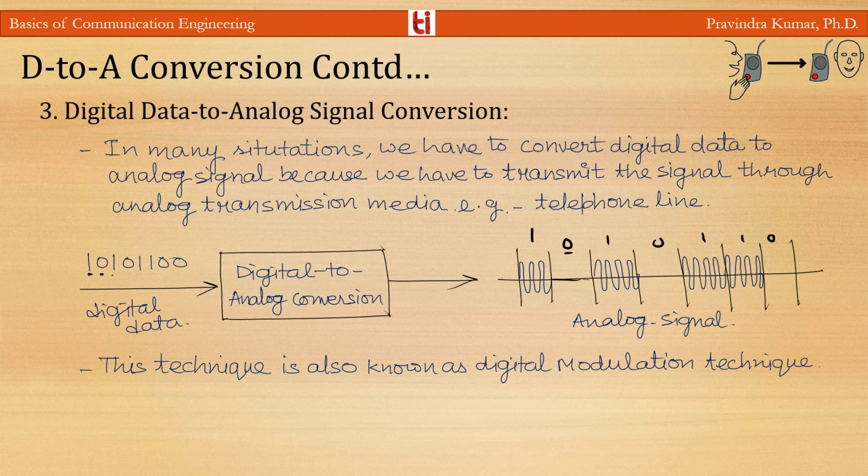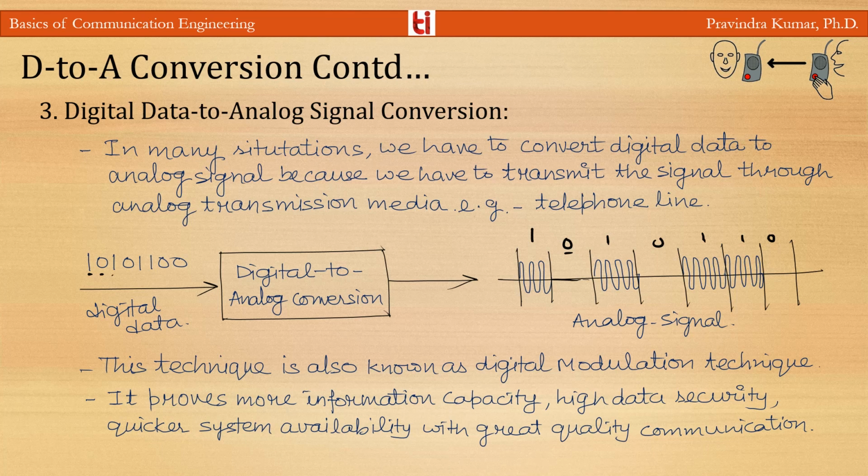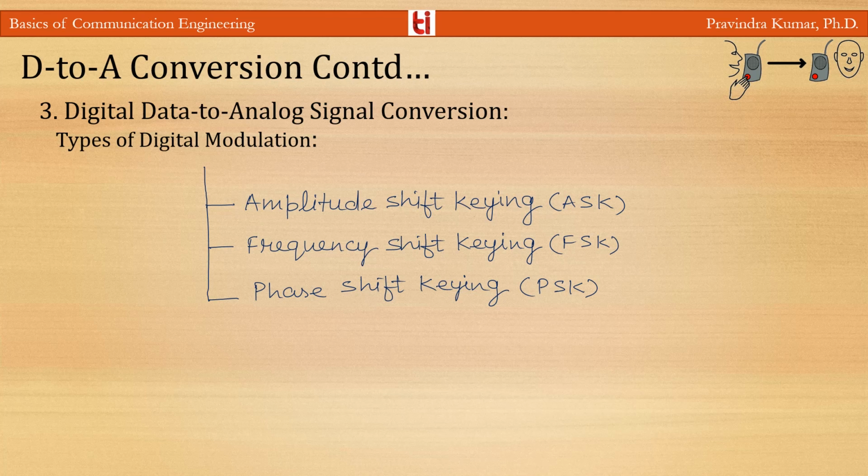Digital to analog signal conversion techniques are also known as digital modulation techniques. Digital modulation techniques provide more information capacity, high data security, quicker system availability with greater quality communication. There are many types of digital modulation techniques, and also their combinations depending on the need. These techniques are amplitude shift keying ASK, frequency shift keying FSK, and phase shift keying PSK. And the combination of ASK and PSK is known as quadrature amplitude modulation.